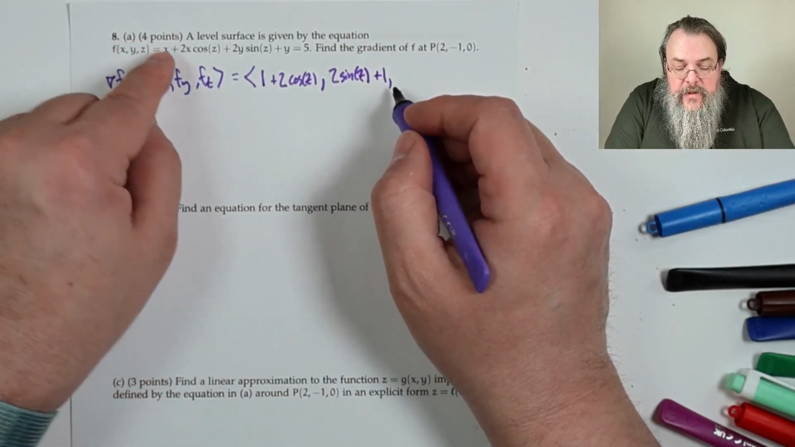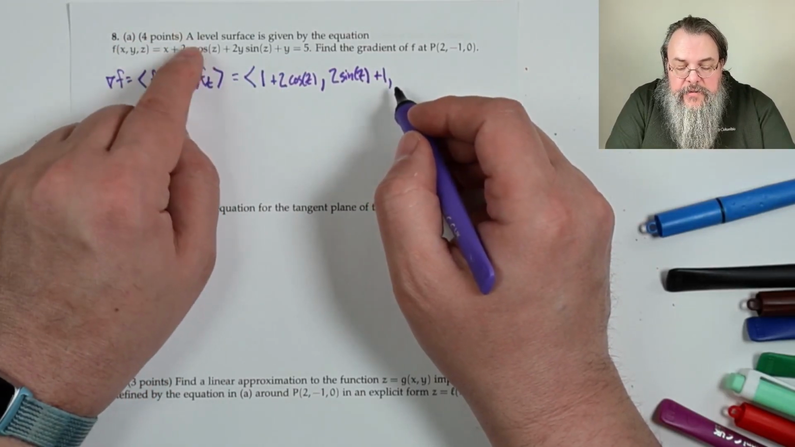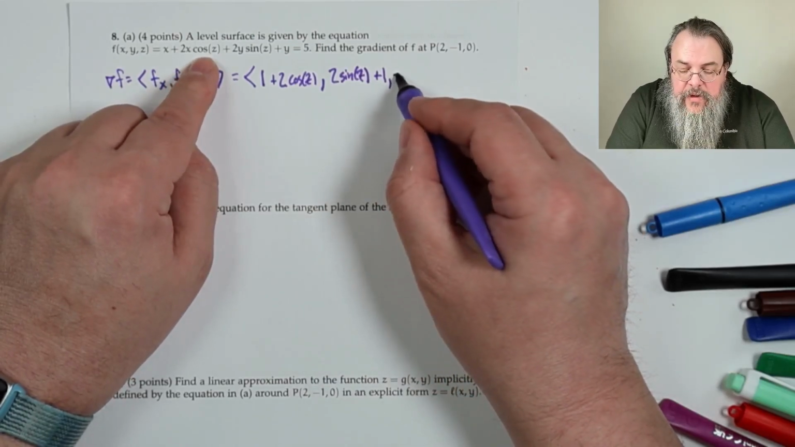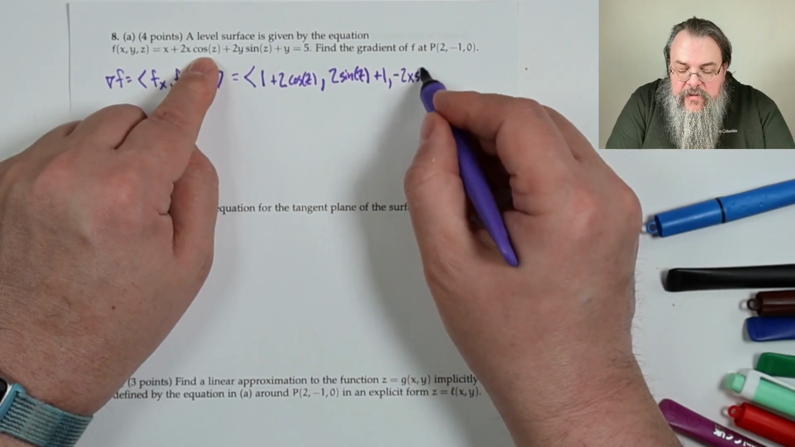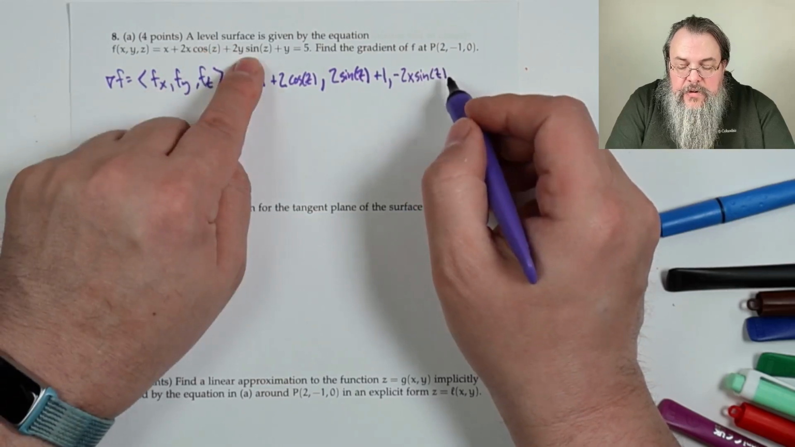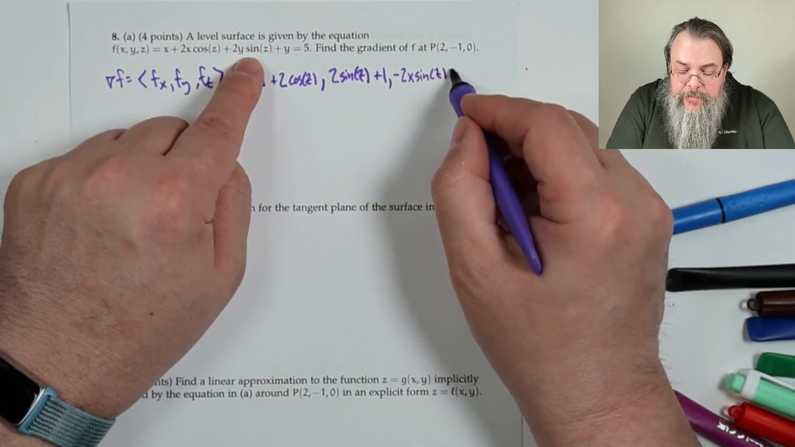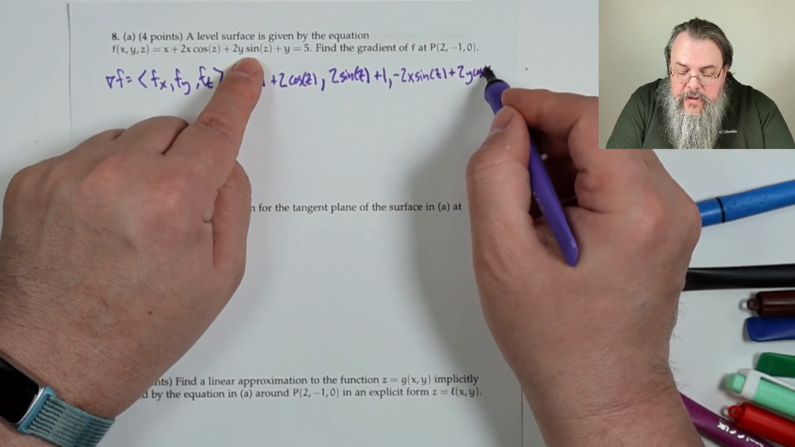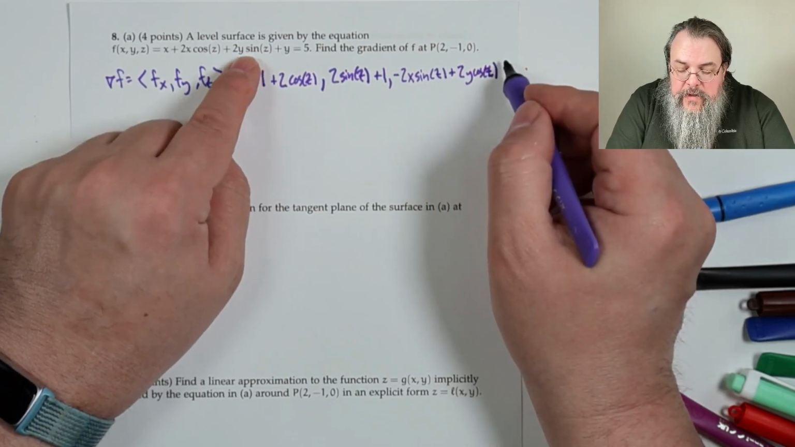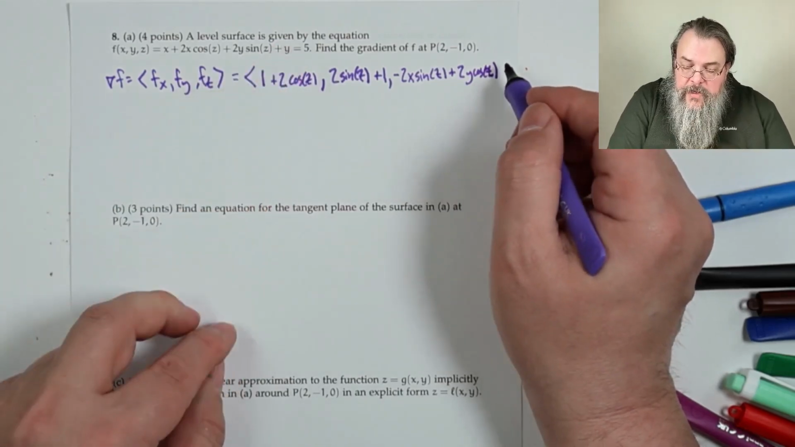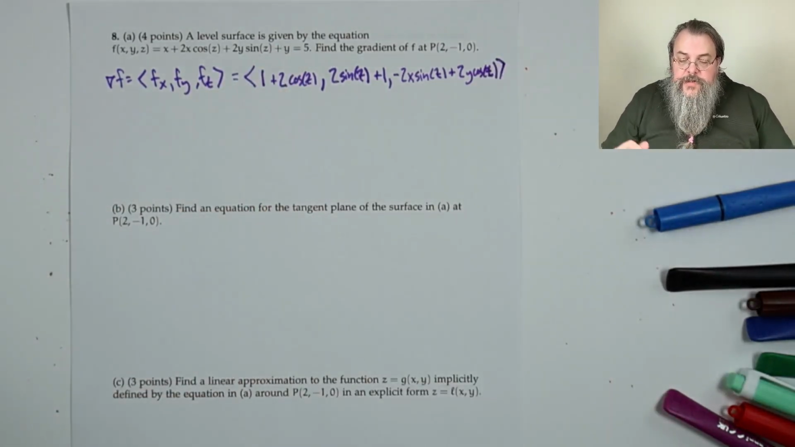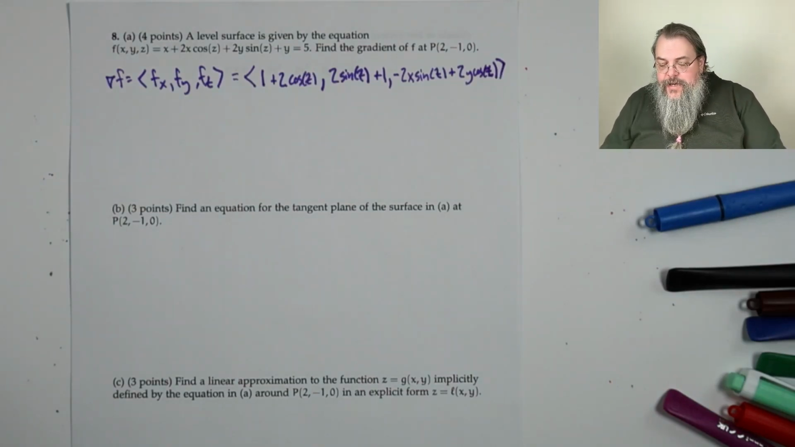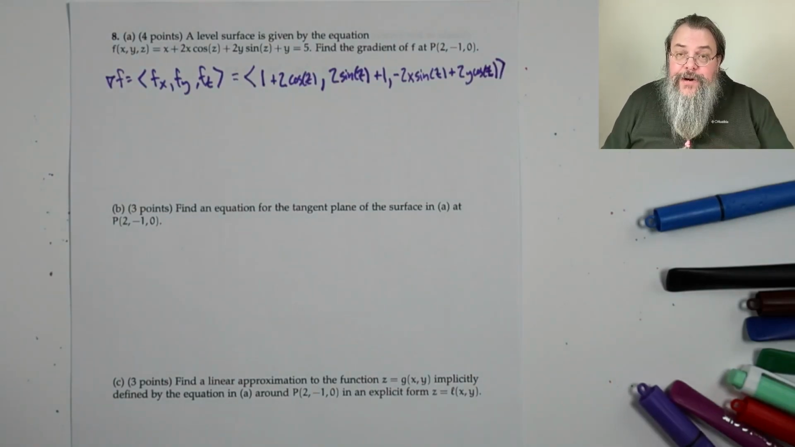f sub z. No x. Okay, the derivative of cos z would be negative sin z. So that would give us minus 2x sin z. The derivative of sin z is cos z. So plus 2y cos z. And there's no z. Okay, so there we go. There's our gradient generically. Now we're going to take that and plug in our point (2, -1, 0).